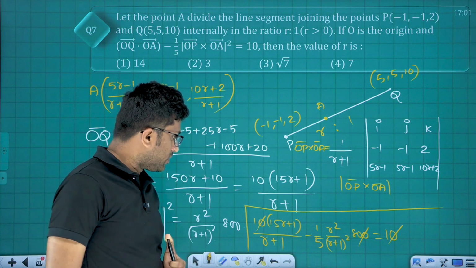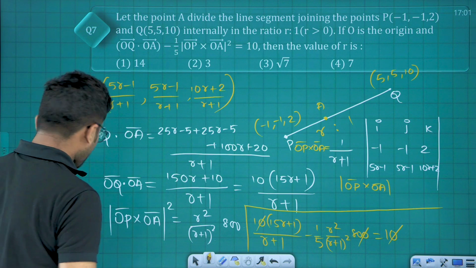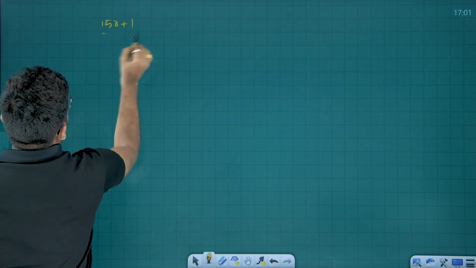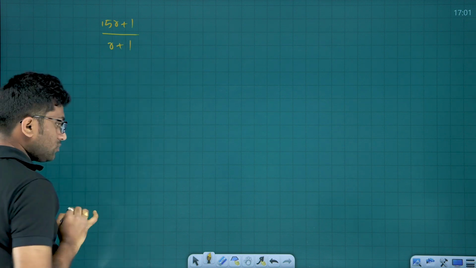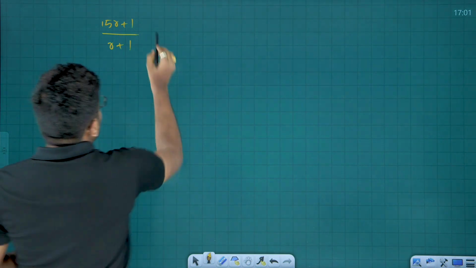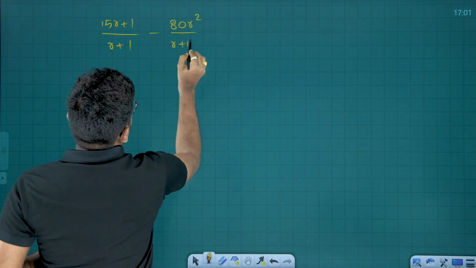got cancelled. Now we'll take it to the next page. So that becomes 15r plus 1 divided by r plus 1, minus 80r square divided by r plus 1 whole square.